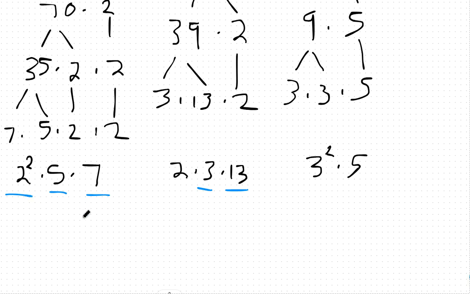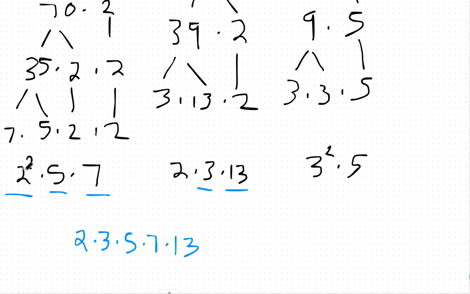Okay, so we got all the numbers we need, so let's write down the numbers without any exponents. We're going to check and see which exponents are the largest, and we're going to use those. So 2 times 5 times 7. Oops, actually, let me go back and do it in ascending order: 2 times 3 times 5 times 7 times 13.